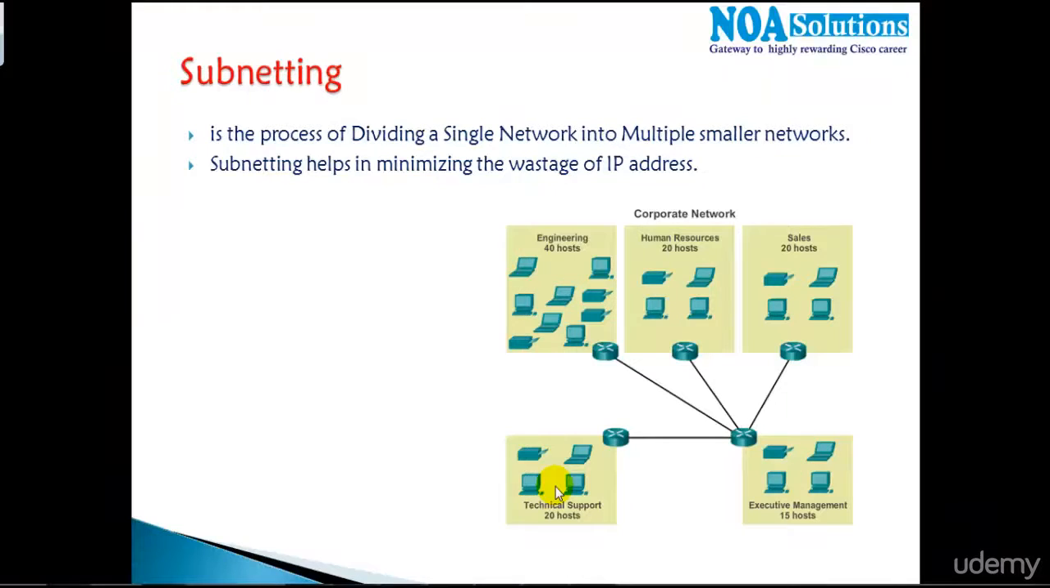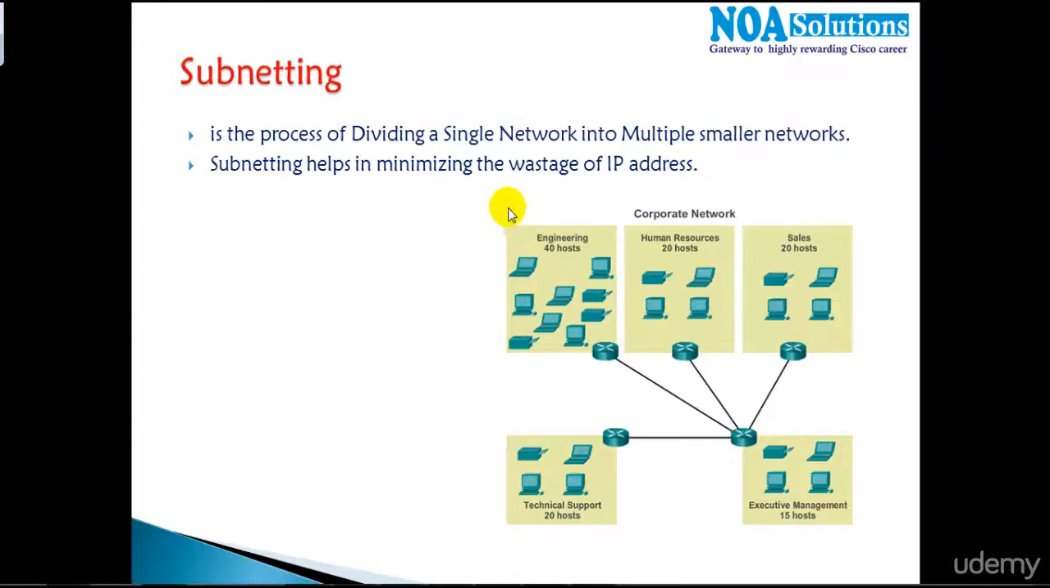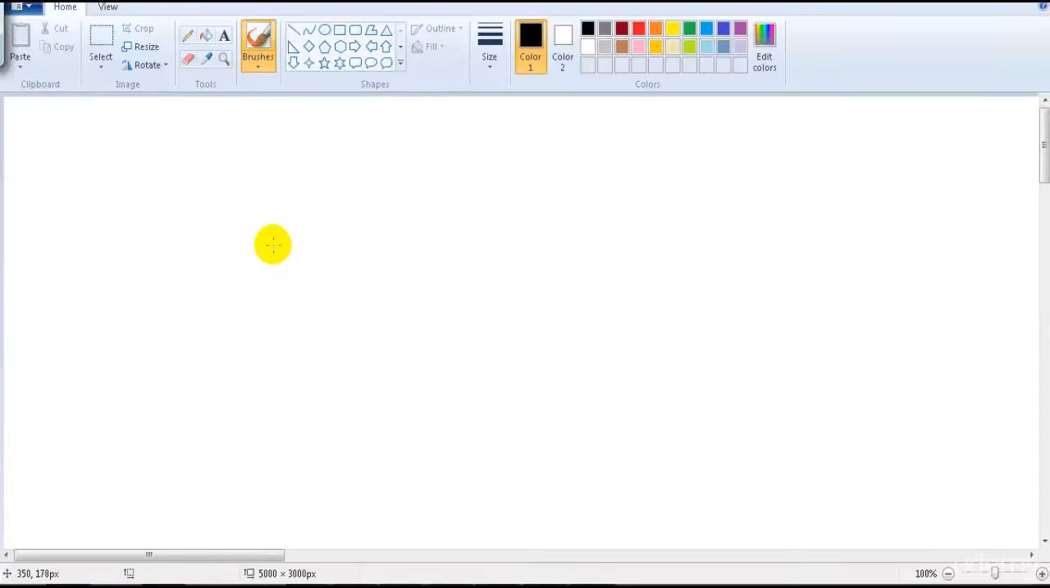Okay, now in this video, I'm going to introduce you to an advanced IP addressing topic called subnetting. Subnetting is the process of dividing one single network, or one default network, into multiple small networks. It is going to help in minimizing the wastage of IP addresses. Let us see how subnetting is going to do that.